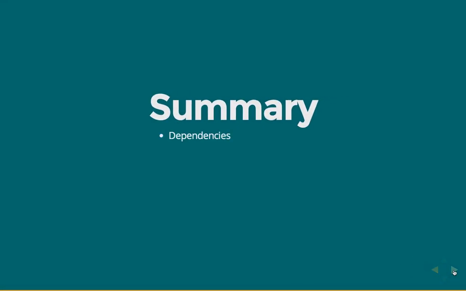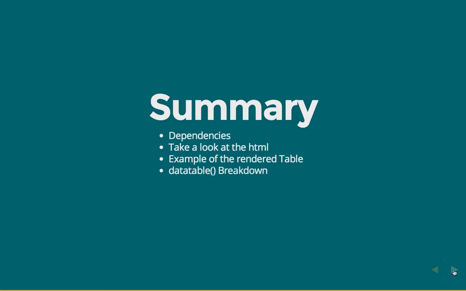In summary, I went over the dependencies of what you need to get this up and running in your project. We took a look at the HTML, which showed you how to link into those JavaScript files, and just a simple basic table and how it's going to be used within the datatable function. I showed you an example of the rendered table using the HTML markup. We got into the datatable function itself and broke it down as to what keys did what. And I showed you an example of a modified table using an array.